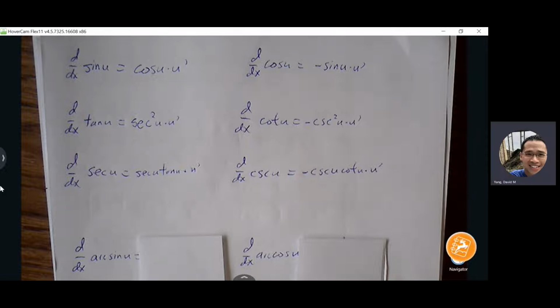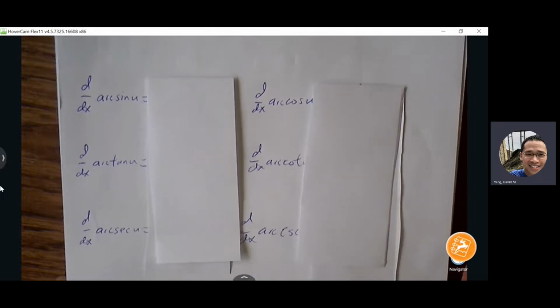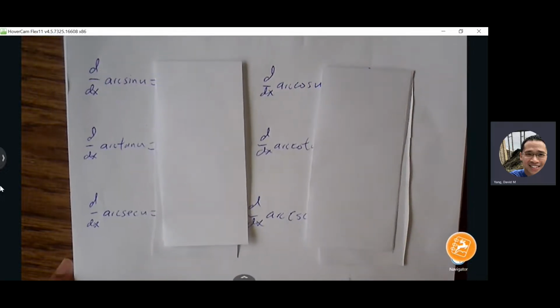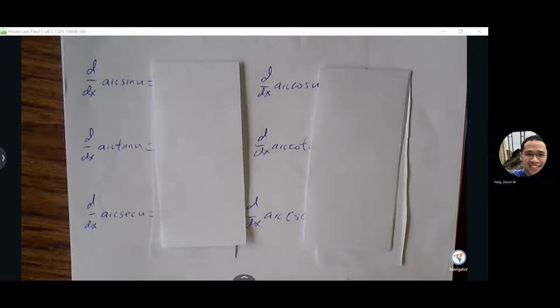Okay, are we good with these? So let's practice our 6 arc trig derivative rules. Remember, there's only 3 that you have to worry about, right? The first column and the second column are just negative versions of the one next to them.